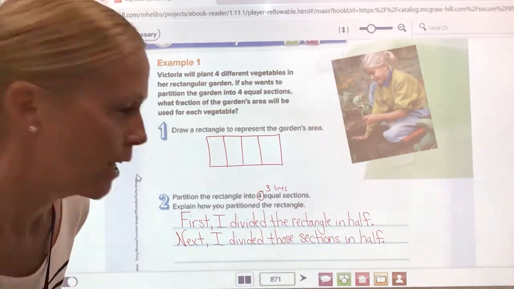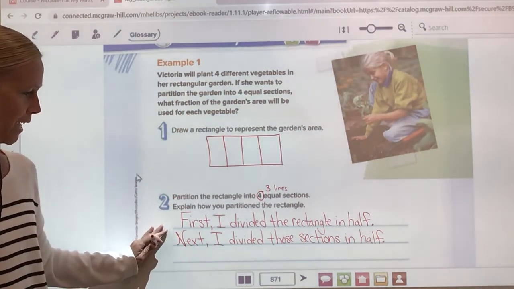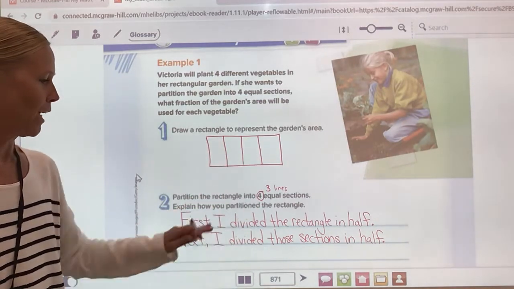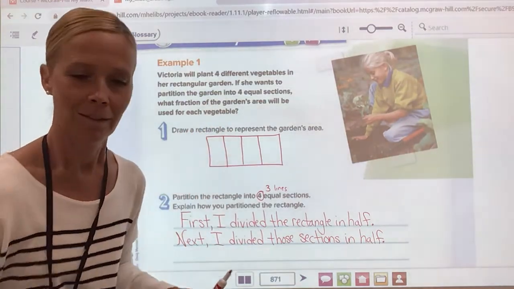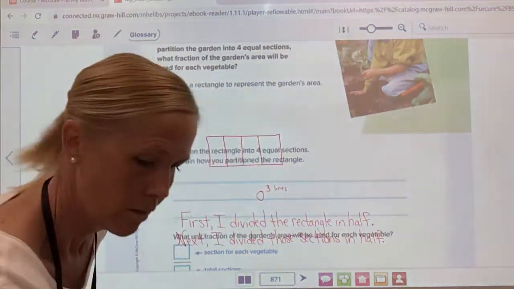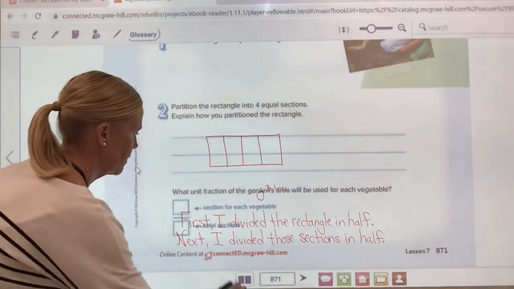Now, if I look underneath, and I'm going to have to erase this, so just go ahead and write that down. You can rewind this if you need to. First, I divided the rectangle in half. Next, I divided those sections in half. So scrolling down to our, I think this is the last question on this page.